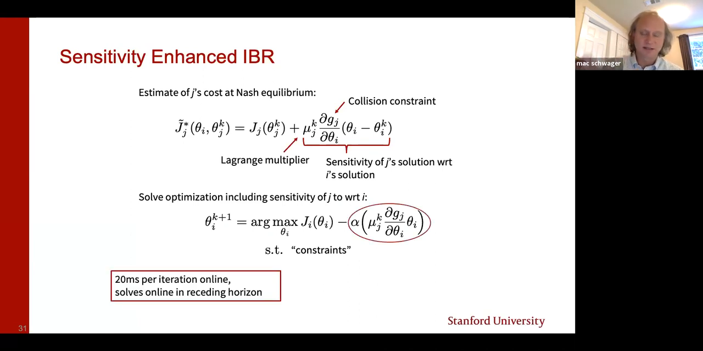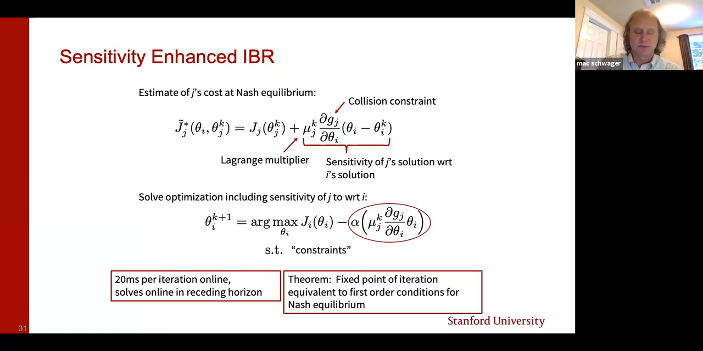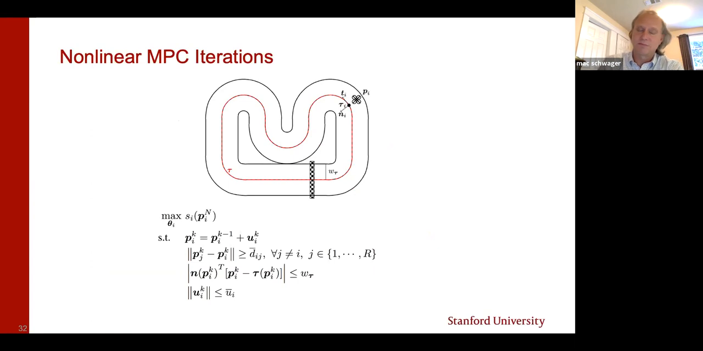Now we solve this in a receding horizon loop with iterative best response, and it works really well. We can solve it really quickly, in 20 milliseconds per online solve within the iterative best response. And it still has the same guarantee, actually. If you reach a fixed point in these iterations, you are still at a Nash equilibrium. That's not to say you will reach a fixed point, but we find that overwhelmingly frequently you do obtain a fixed point.